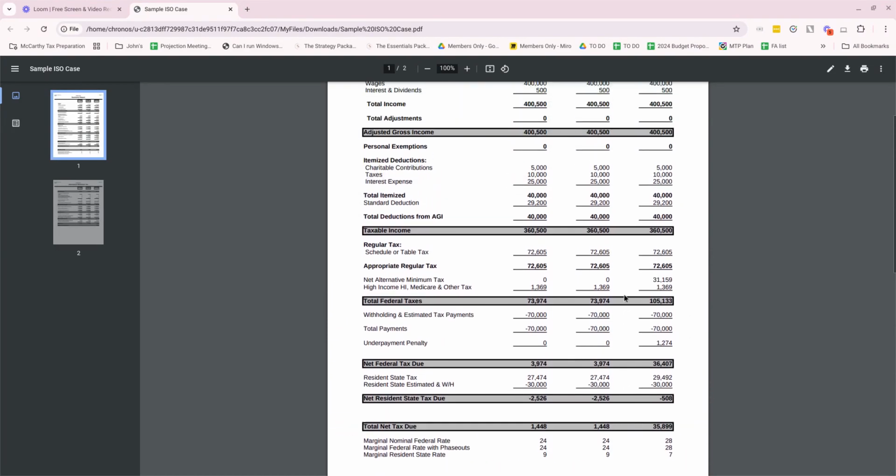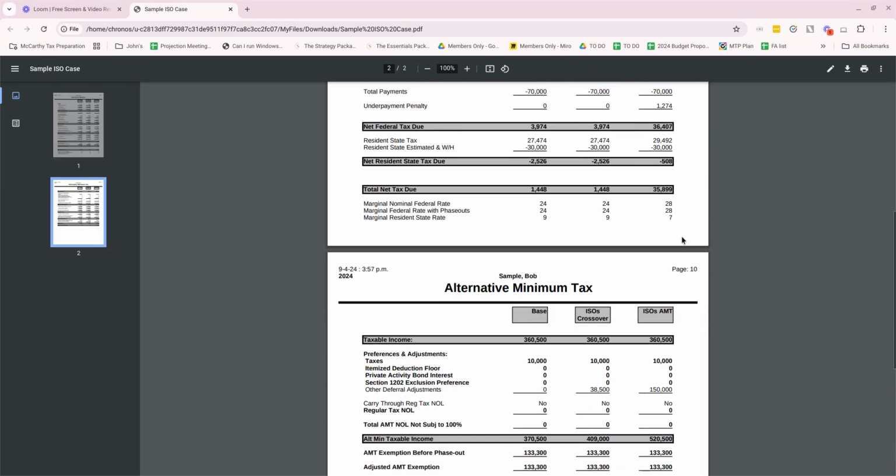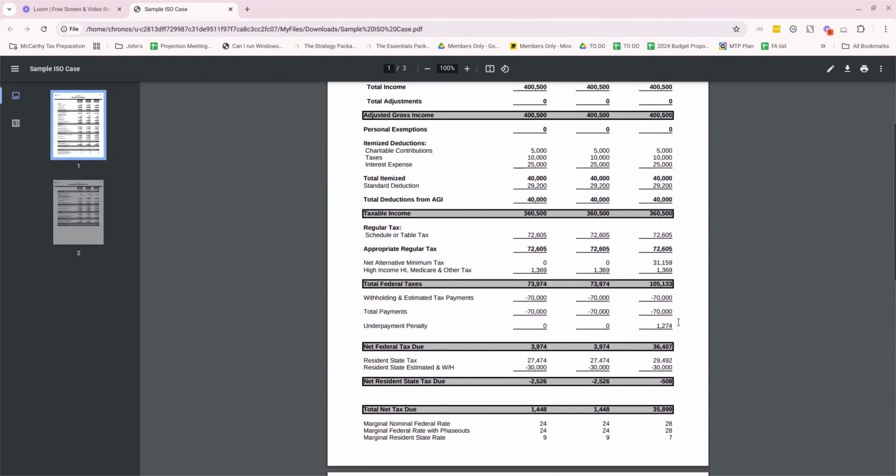So the next thing we want to take a look at is, what does it actually take to generate AMT? So we've got an example here of a situation where, let's say there's $150,000 of spread. And once again, that's the difference between the fair market value and the exercise price multiplied times the number of shares. So if we have $150,000 of spread at this income level, what you'll notice is that we're going to generate $31,000 of additional tax in AMT from a federal perspective.